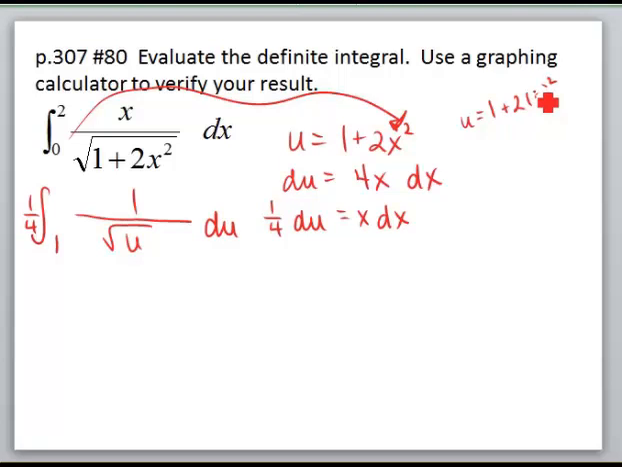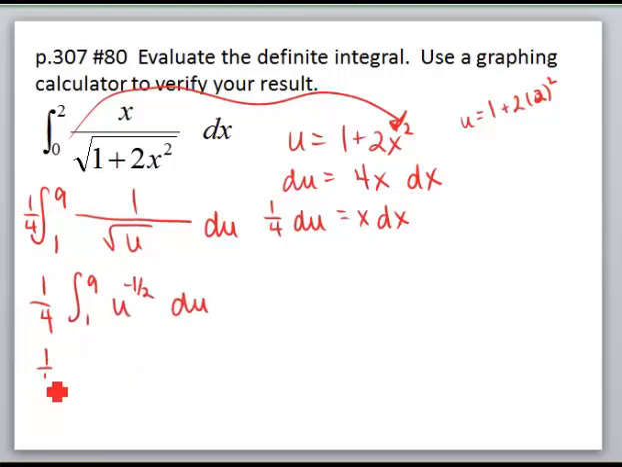And now if you change this to be a 2, you now have 2 squared, which is 4, times 2 is 8, plus 1 is 9. So our new bounds are 1 and 9. What that does is it allows me not to have to change this back into x's at the end because I've now changed my bounds to be u's. So I have 1/4, the integral of 1 to 9 u to the negative 1/2 du.